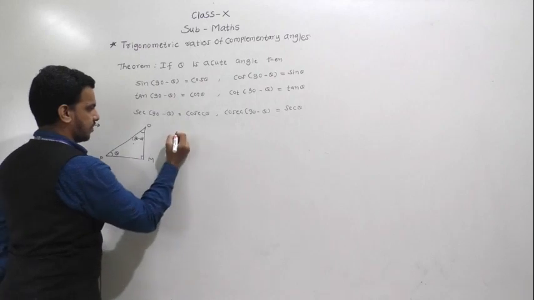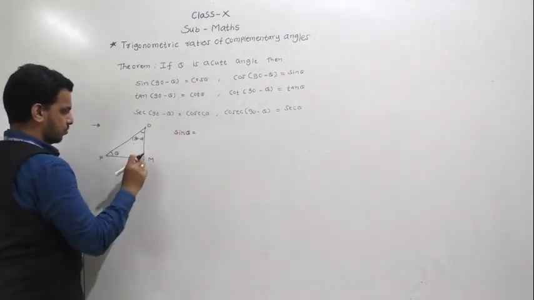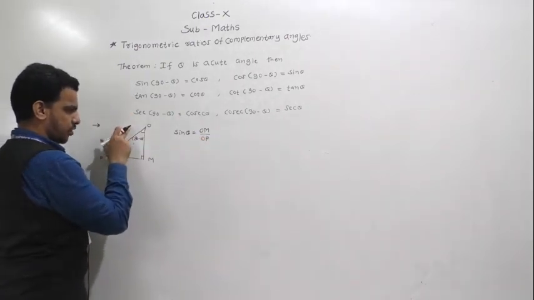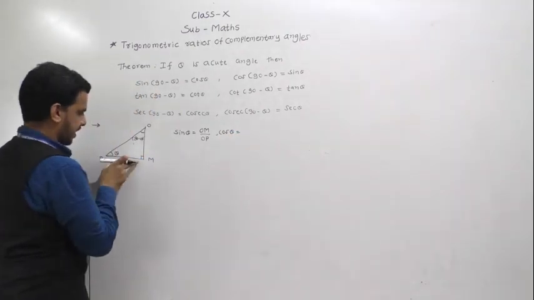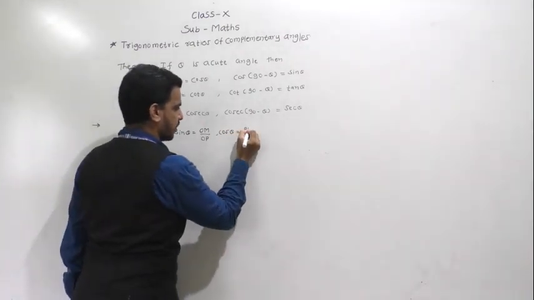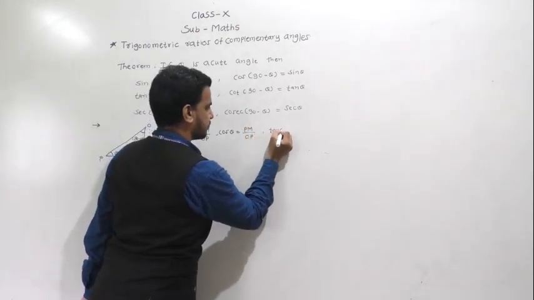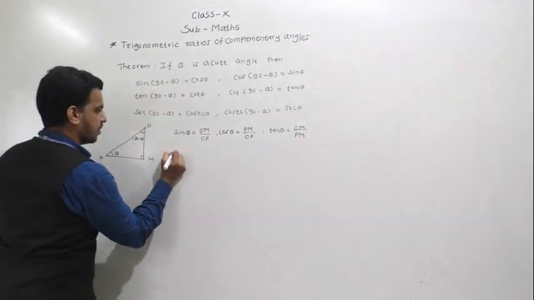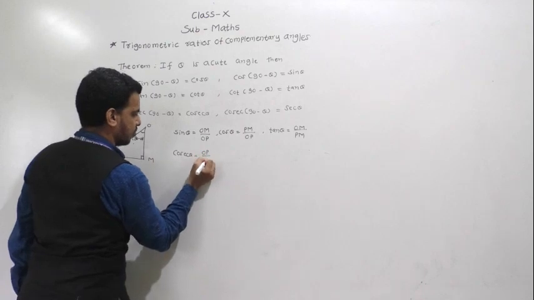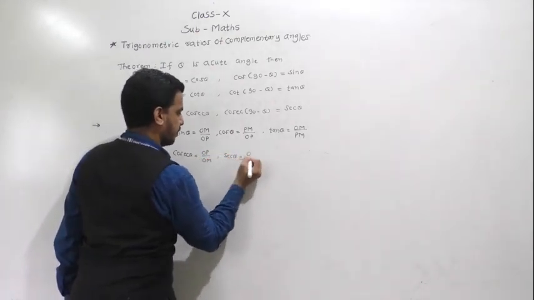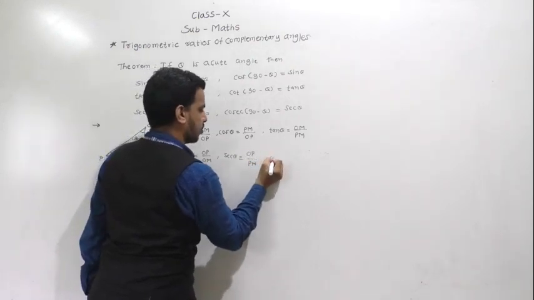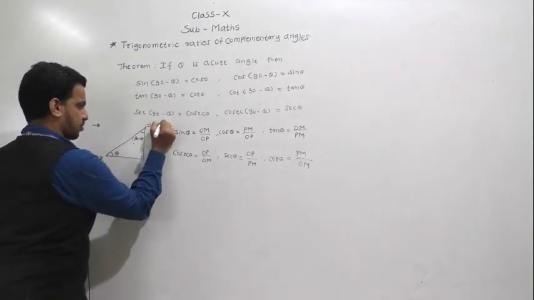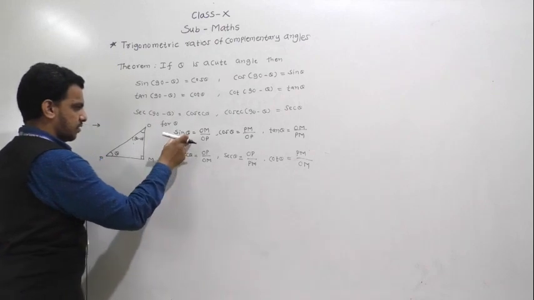So for this theta, how do we write trigonometric ratios? Sin theta is equal to OM divided by OP, opposite side divided by hypotenuse. Cos theta is equal to adjacent side PM divided by hypotenuse, so PM by OP. Then tan theta is OM by PM. Similarly cosec theta is OP by OM, sec theta is OP by PM, and cot theta is PM by OM. Okay, for theta we write these six trigonometric ratios.